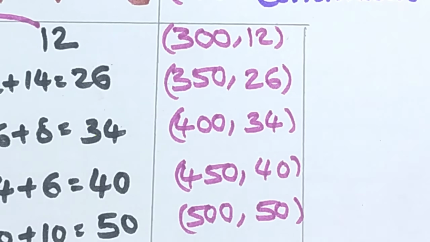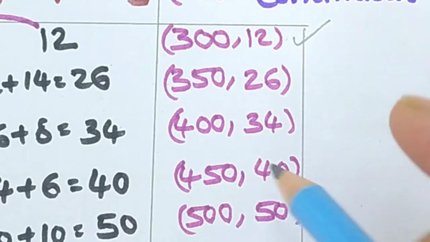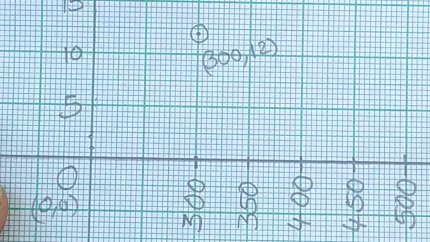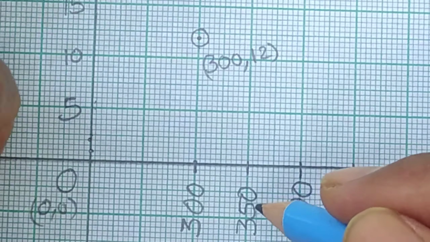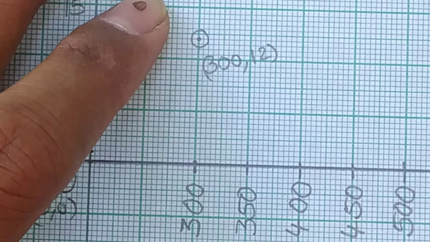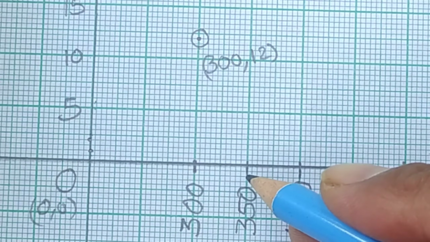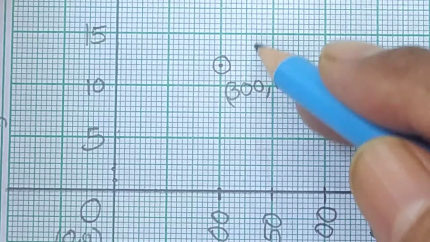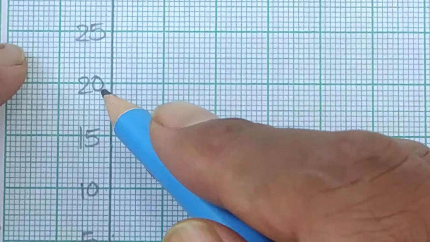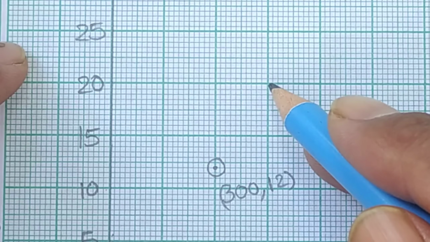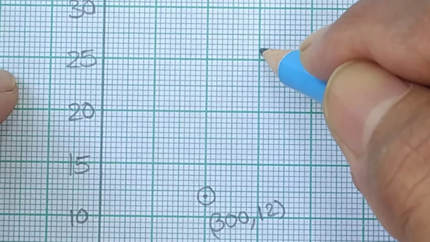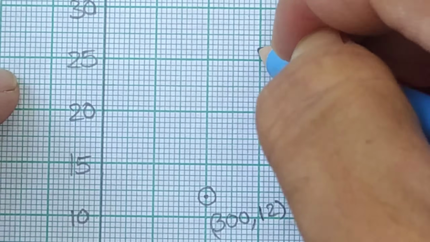The next point is already plotted: 350 comma 26. Now, on 350 we should plot 26. So, observe carefully, here to here it is 20, see here it is 20, this is 25. Now, after 25 leave one line and put a dot here, this is 26.